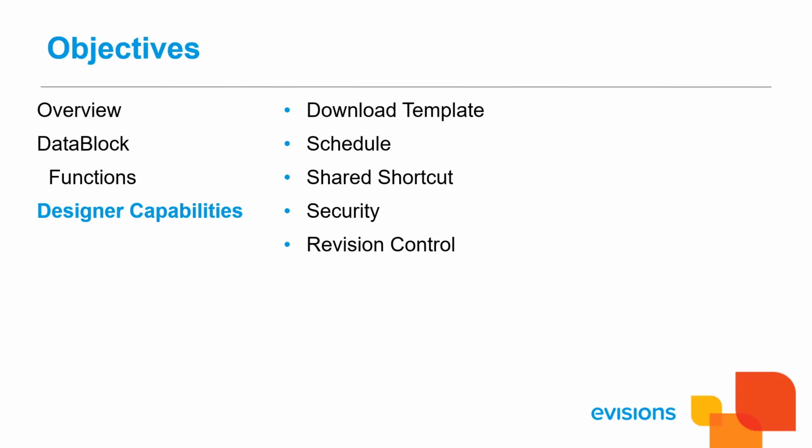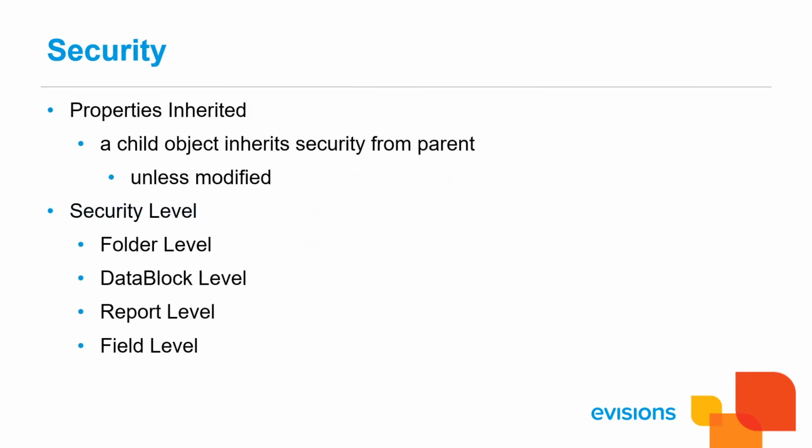The next thing I want to talk about is security. Remember that security is inherited. Child objects inherit their security properties from their parents, unless it is specifically modified at the child level. Security can be modified at the folder level, DataBlock level, report level, and field level. The most common way to implement security is at the folder level because it is the easiest to maintain.